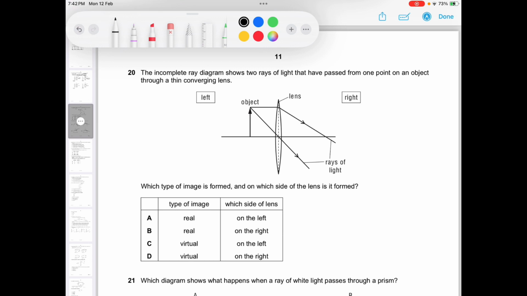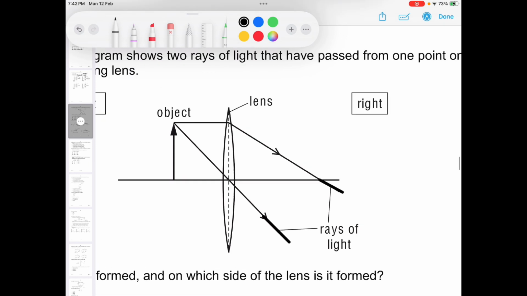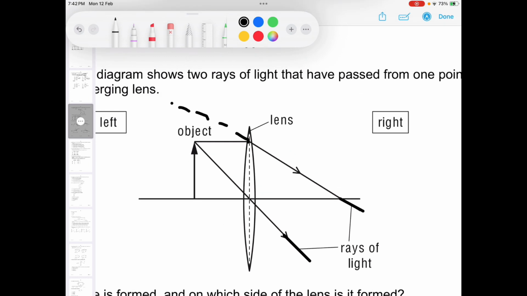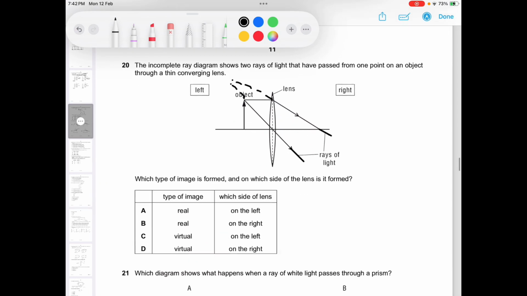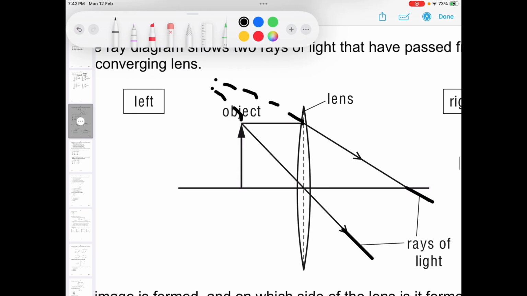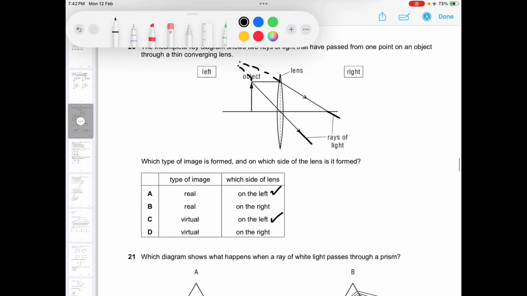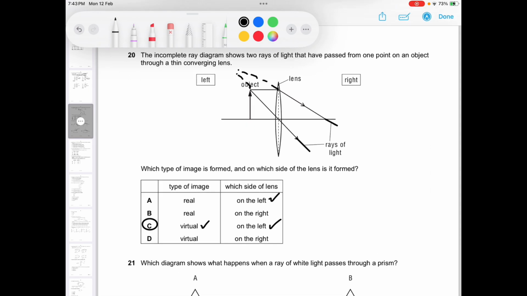Question 20. The incomplete ray diagram shows two rays of light that have passed from one point on an object through a thin converging lens. Which type of image is formed and on which side of the lens is it formed? Now, as we can see here, these rays will not meet. So they will be formed by the back extensions. Okay, I can't really draw them here. So the image will be formed on the left. And because it's formed by the intersection of the back extensions of the rays, not the intersection of the real rays, it is virtual. So the answer here is C.